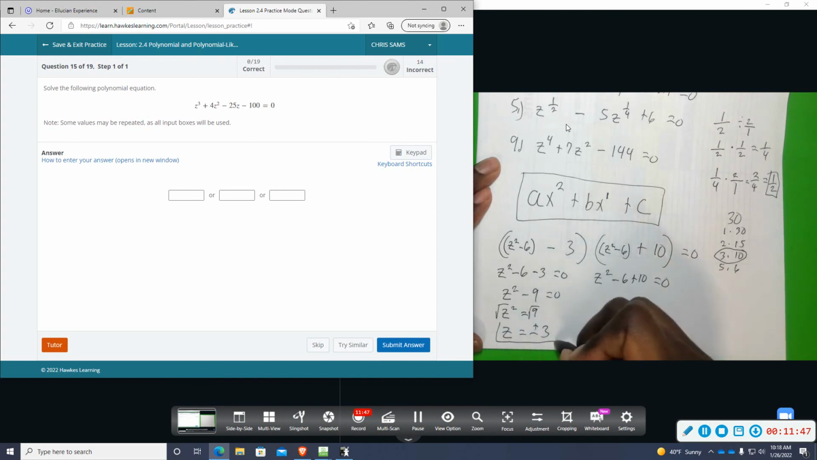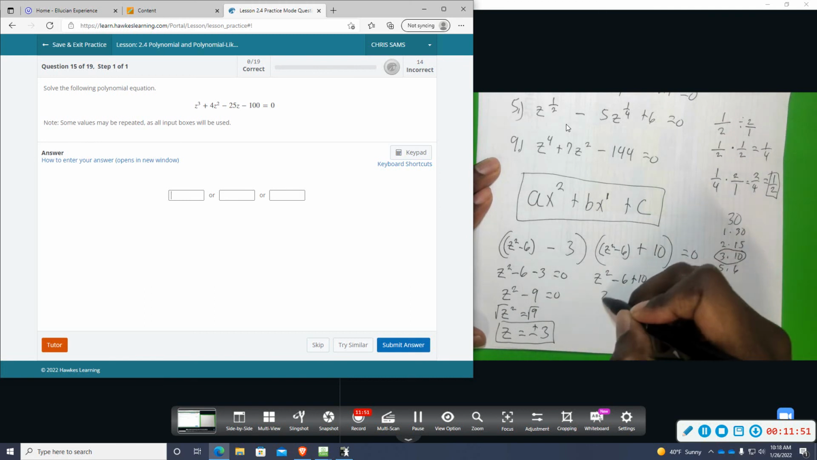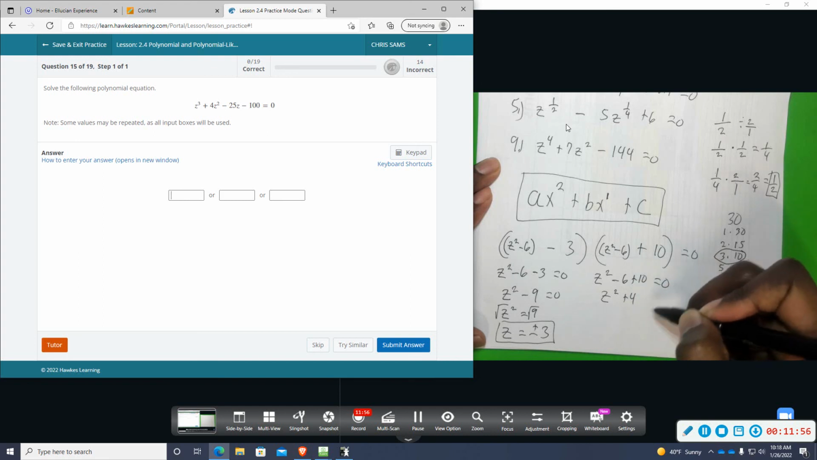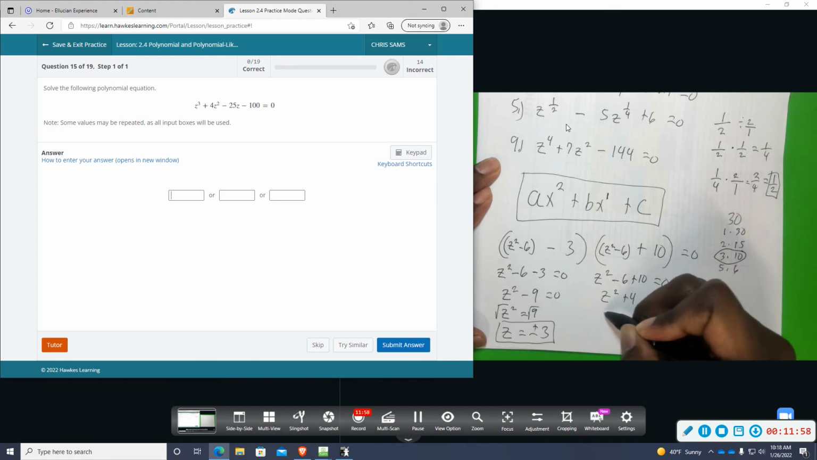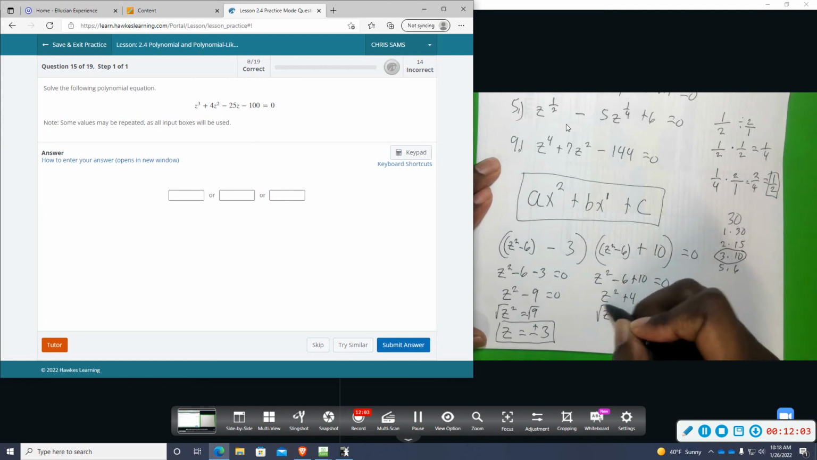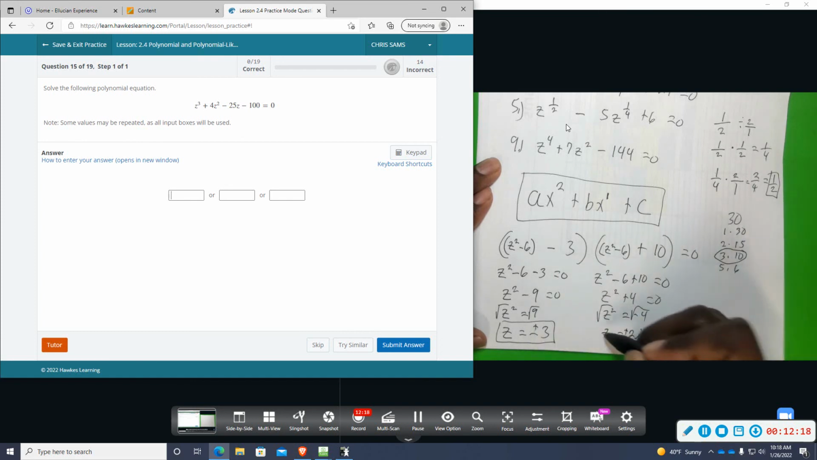So you get two answers here, and when we do this side, we're going to do the same thing. This is going to give us z squared plus 4, and then we're going to subtract 4, so we get z squared equals negative 4. And then when you do the square root, you get z equals, now you cannot do the square root of a negative, so it's imaginary. The square root of 4 is 2, so you get 2i, plus or minus. So you get 4 answers, positive or negative 3, positive or negative 2i.